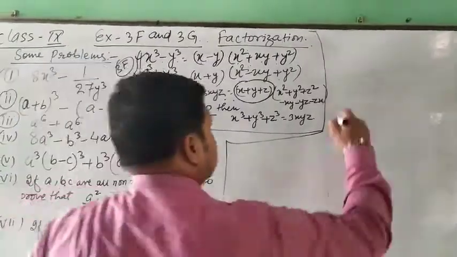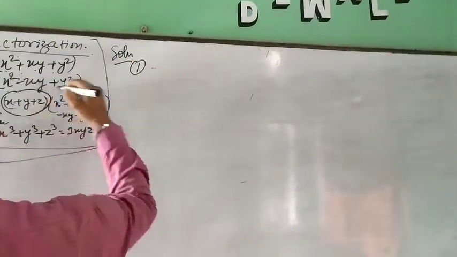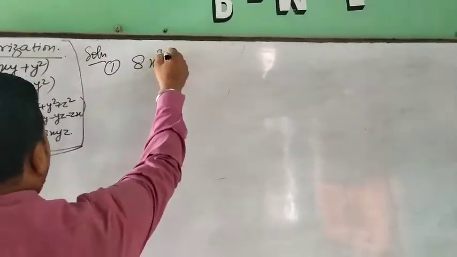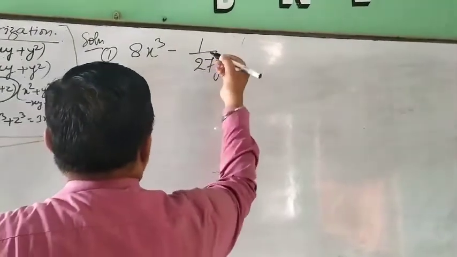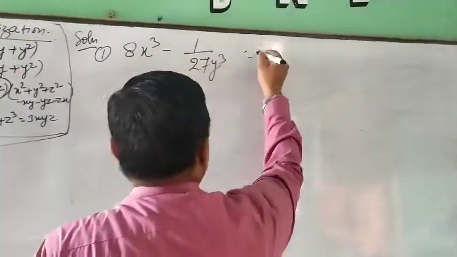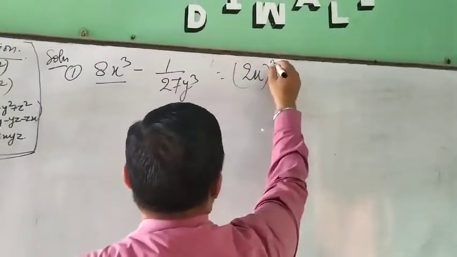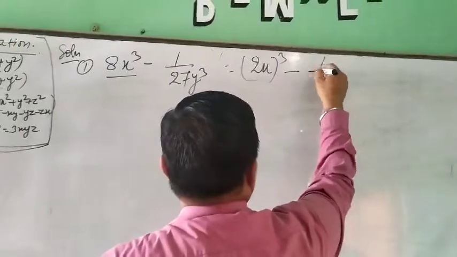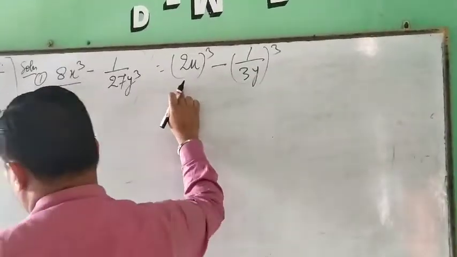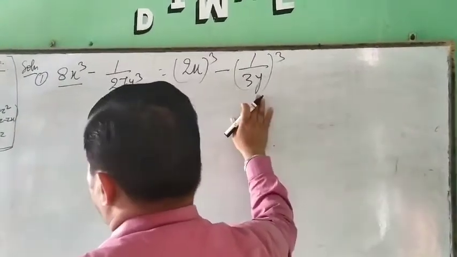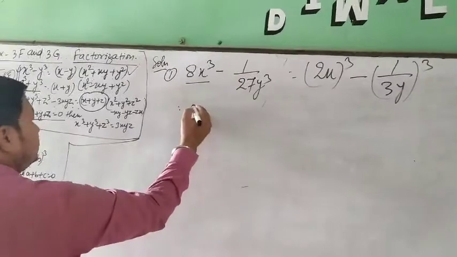Now we can focus on the questions. Solution of your first question. Here the question is 8x cube minus 1 by 27y cube. So 8x cube is the whole cube of 2x, and 1 by 27y cube is the whole cube of 1 by 3y. So it is in the form of x cube minus y cube, so we use this formula.